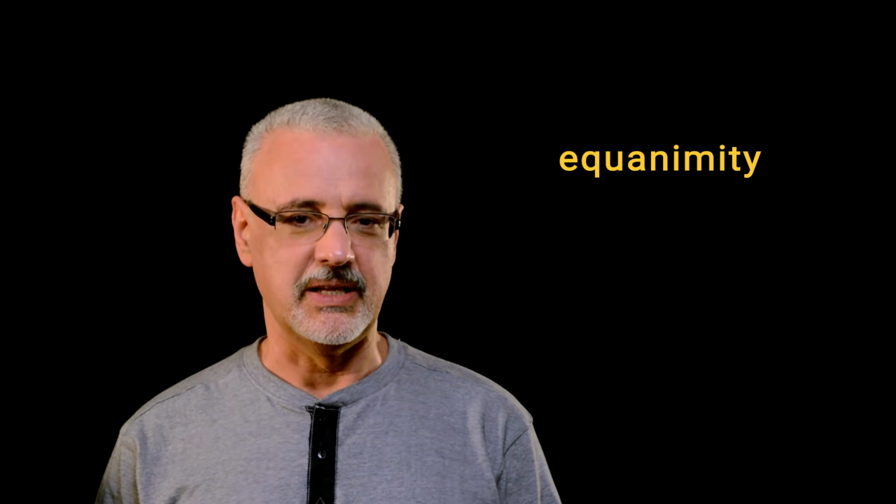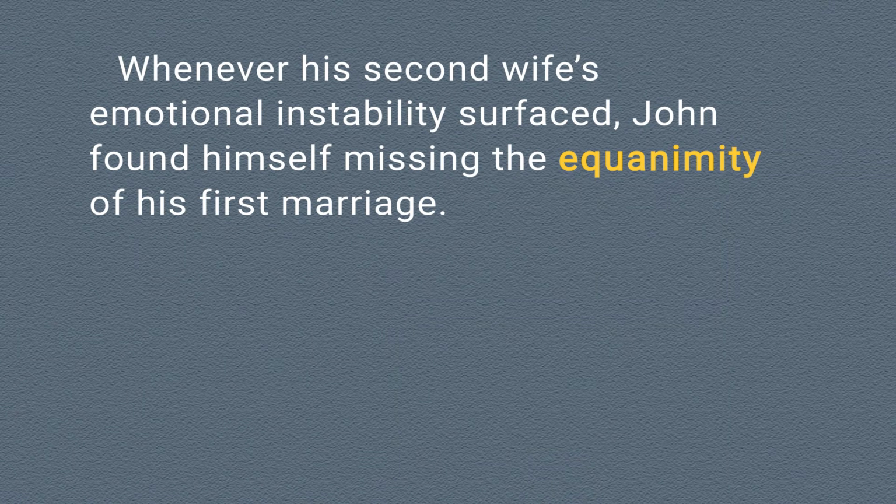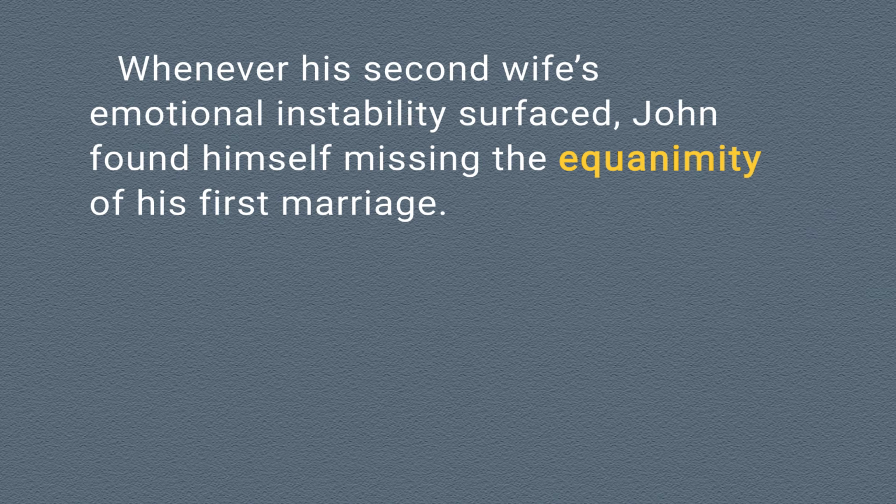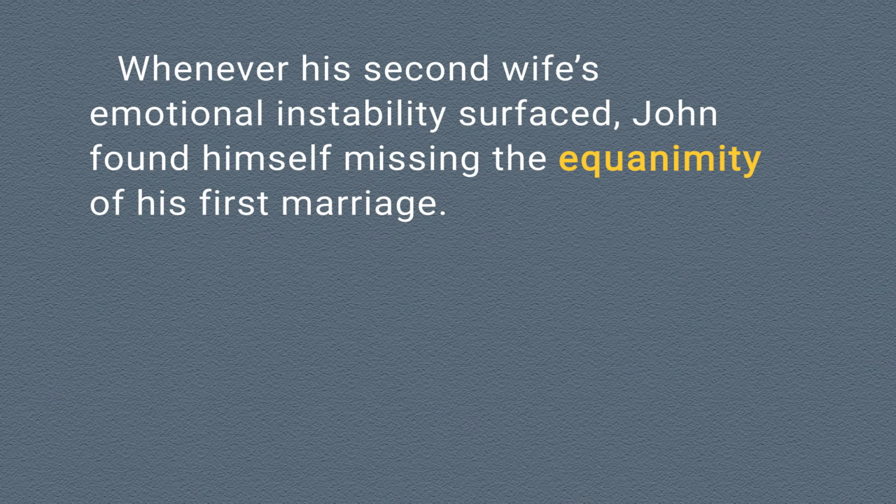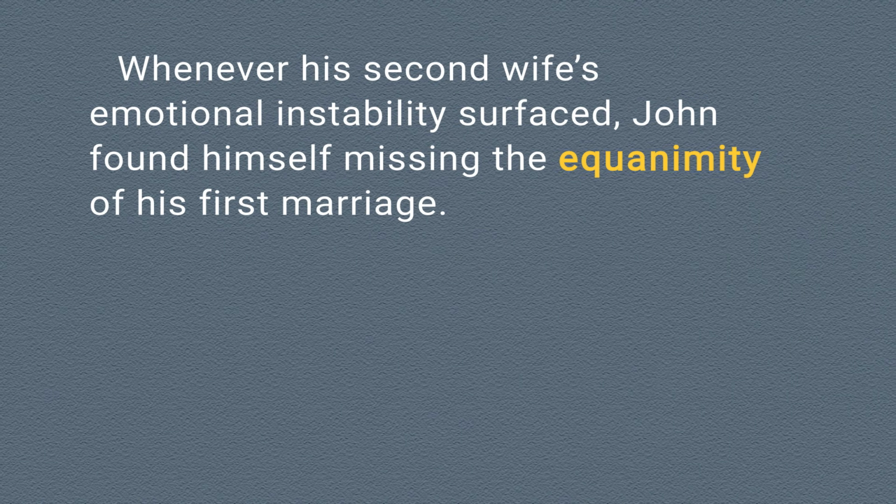Sometimes the opposite or an antonym is what you find in the text. Let's look at this example and see if you can figure out the meaning of the word equanimity. Whenever his second wife's emotional instability surfaced, John found himself missing the equanimity in his first marriage.